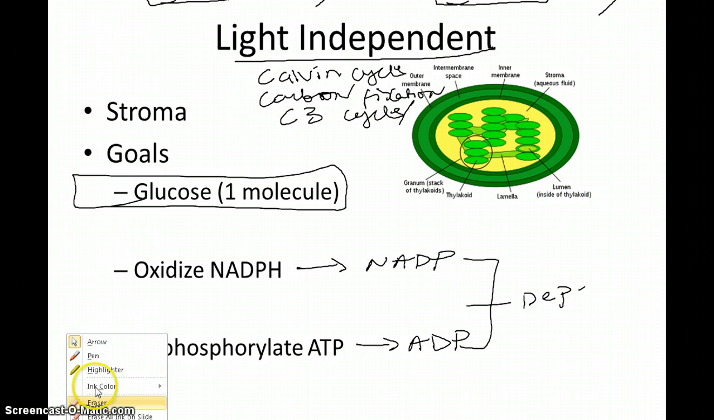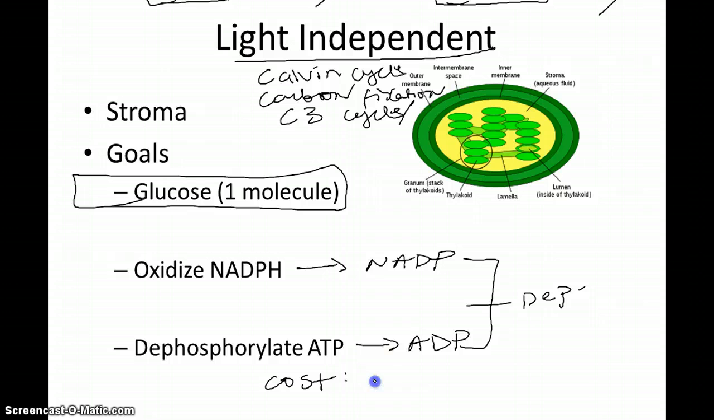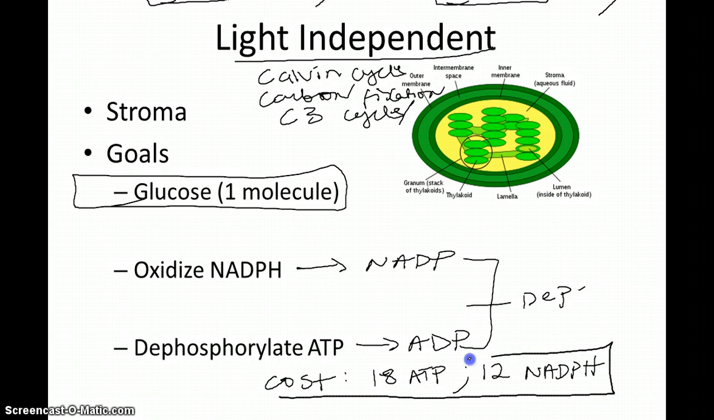We also need to discuss the cost of this light-independent reaction. So right here we'll make a cost. The light-independent reaction costs a total of 18 ATP and 12 NADPH, and these were created in the light-dependent. So light-dependent fuels the light-independent. 18 ATP and 12 NADPH were created in the light-dependent so that it can fuel the light-independent.